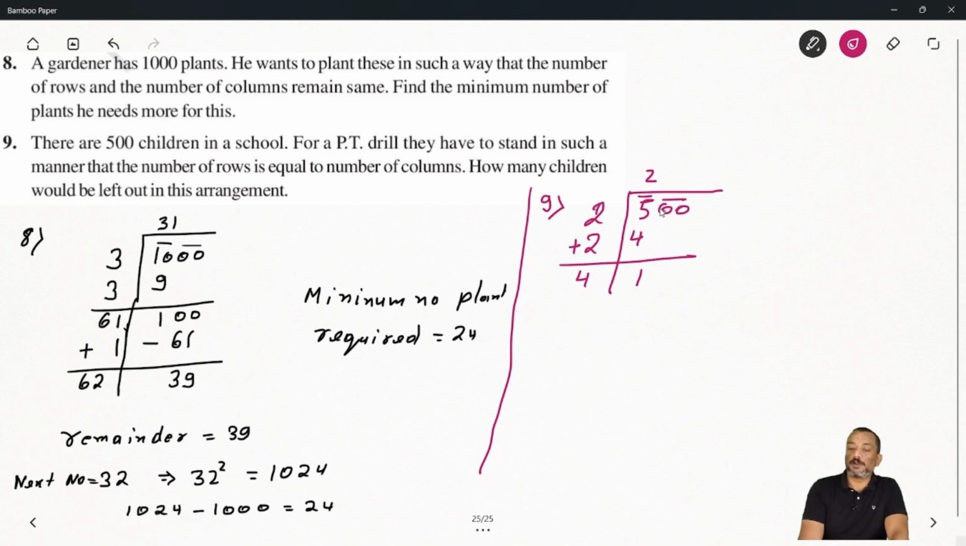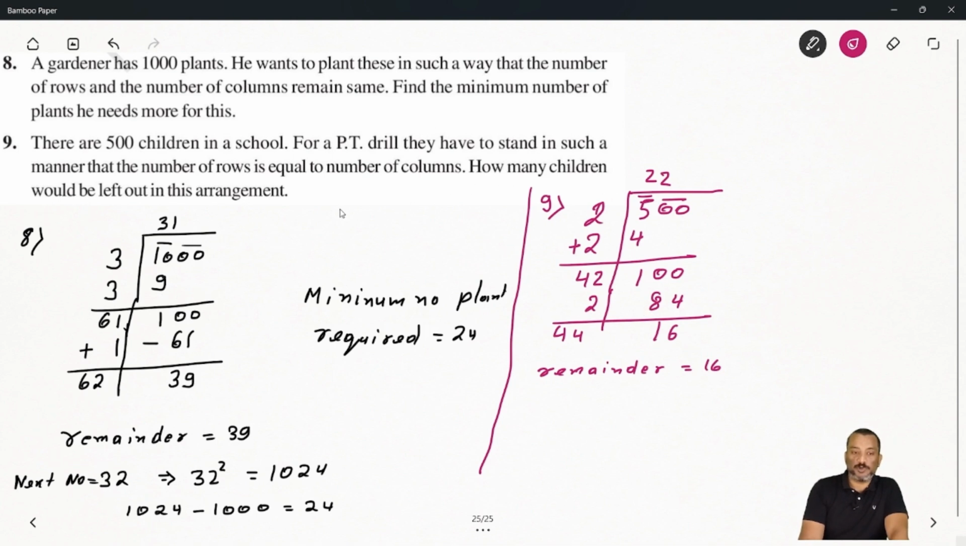Now you bring down a 0. So you can go with 2. 2 times, so add here, and you will get 44, and here you will get 84. So you will get 16. Now you will see for 500 the remainder you get is 16. So which means 22 is the root, and the next number will be, which means 500 minus 16.